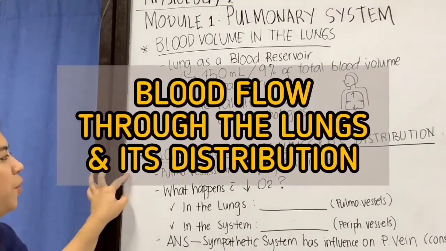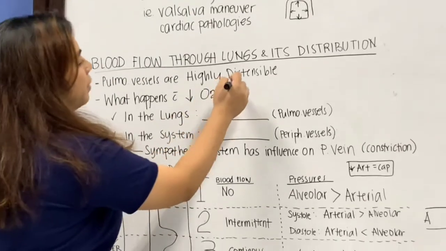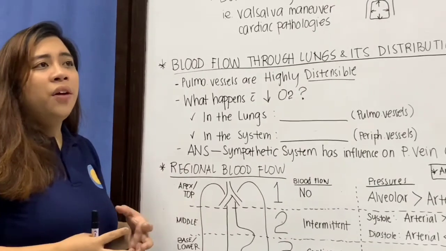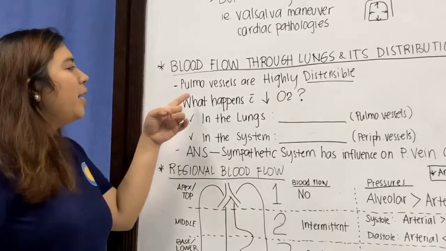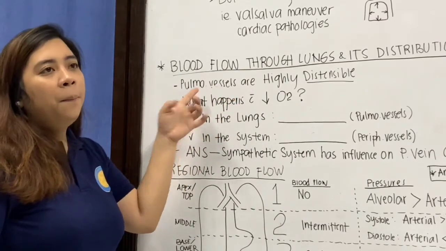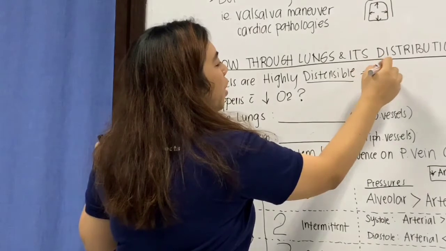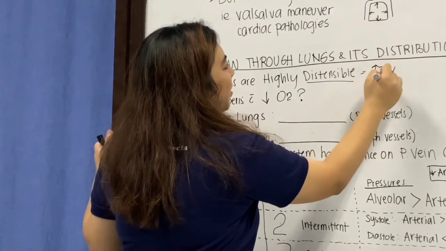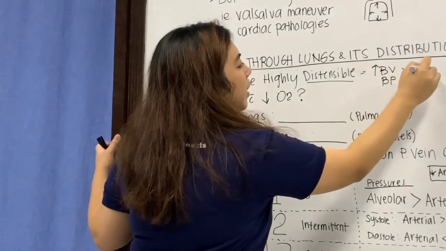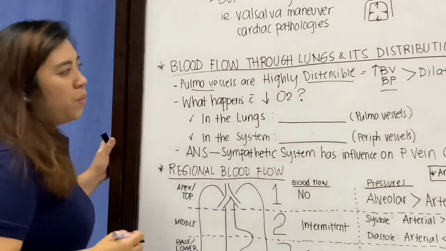Now let's proceed to blood flow through the lungs and its distribution. So take note, your pulmonary vessels are highly distensible. Right? So when we see the word distensible, what does it mean? There is a high degree of compliance or accommodation. So if there is an increase in blood volume or blood pressure, your pulmonary vessels are able to properly adapt to it. So for example, with increased volume or pressure, your pulmonary vessels can accommodate by dilating. Okay? They expand, they accommodate the increased volume or pressure.